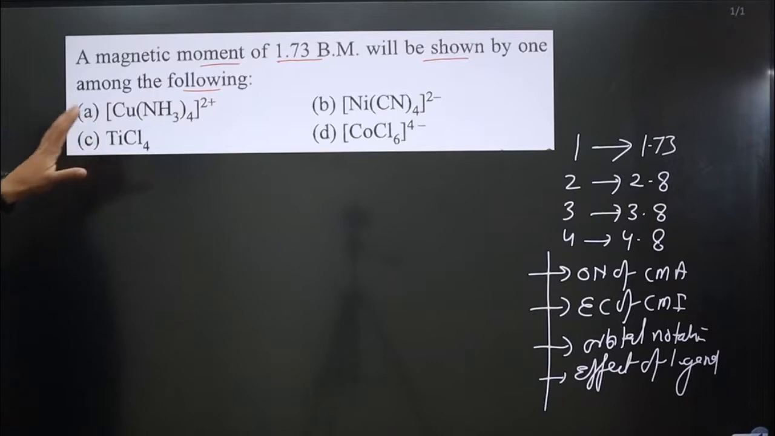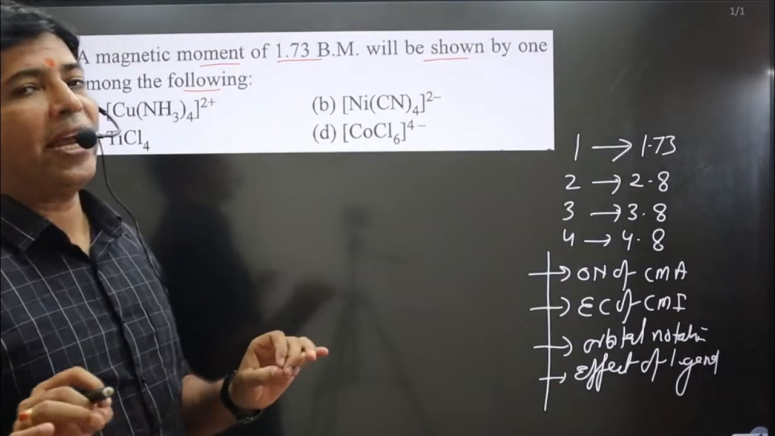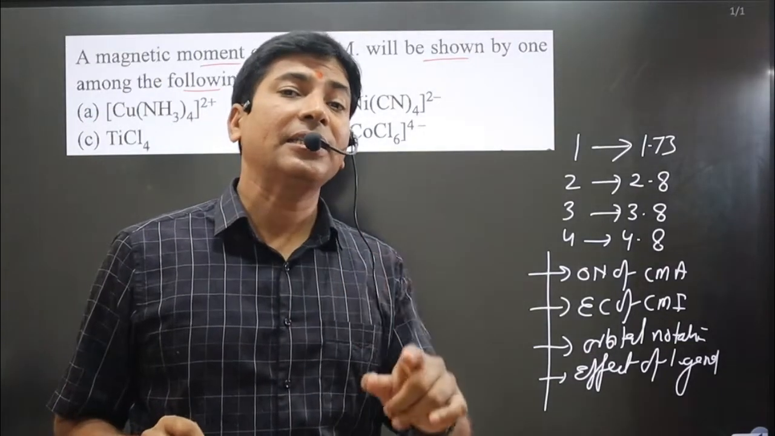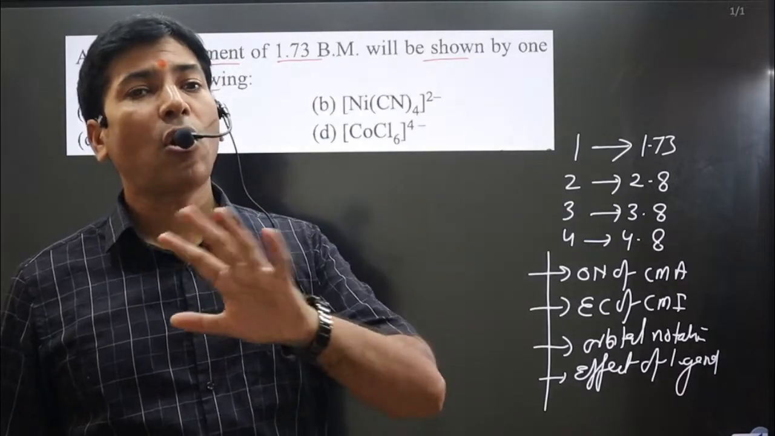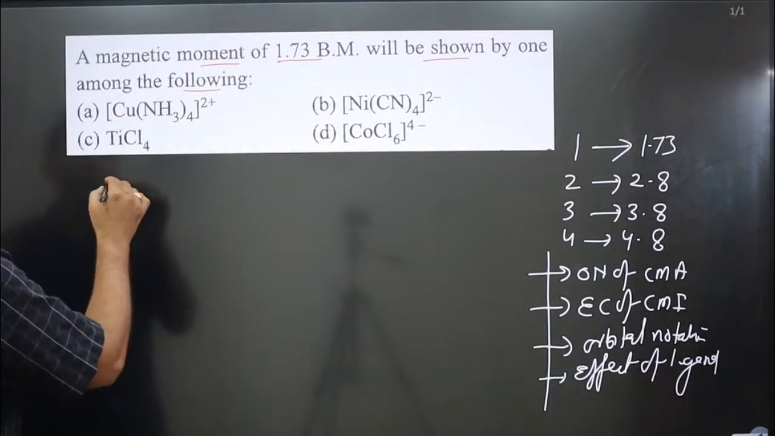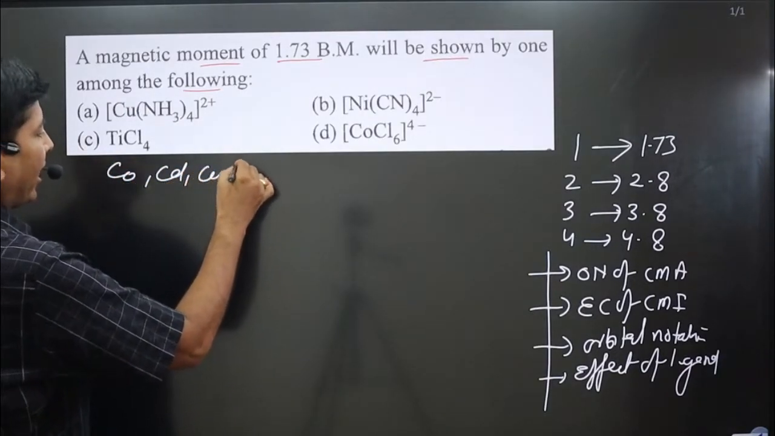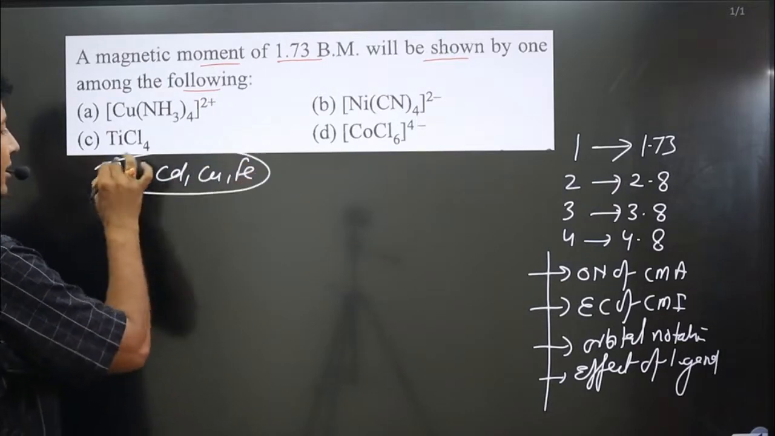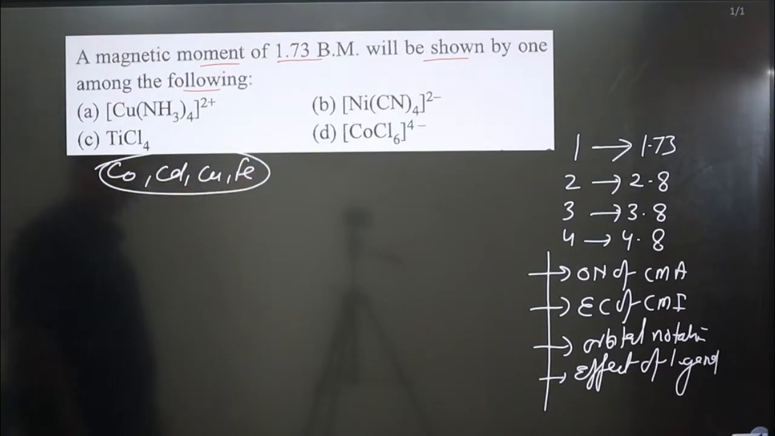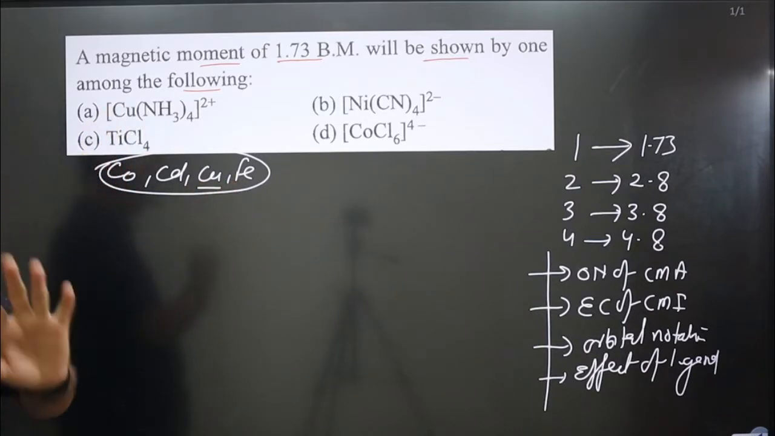We come to the first complex, and always keep in mind, we have ammonia, a neutral ligand. Of course, ammonia acts as a strong field ligand, but it does not act as a strong field ligand with all the metals. It acts as a strong field ligand only with selective metals, and those metals are cobalt, cadmium, copper, and Fe. Only with these metals it is acting as a strong field ligand. Keep in mind. Here we have copper, which means we have to consider it as a strong field ligand.